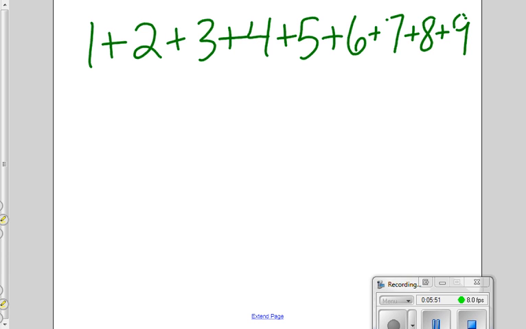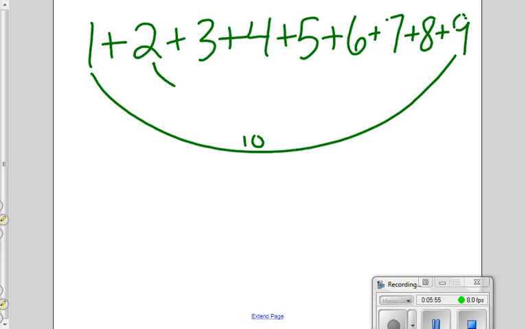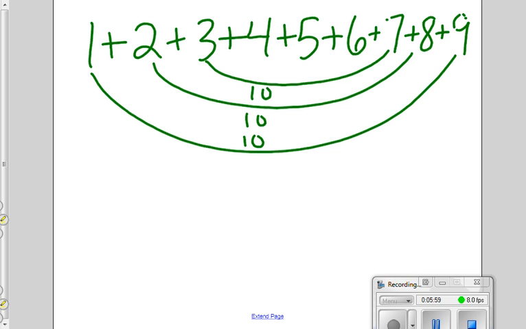But what about this whole, what's this make? 10. 2 and 8? 10. 3 and 7? 4 and 6? 10. The answer is 45. I want you to really think about this answer. How many 10s are there? Raise your hand if you know. How many 10s do you see?